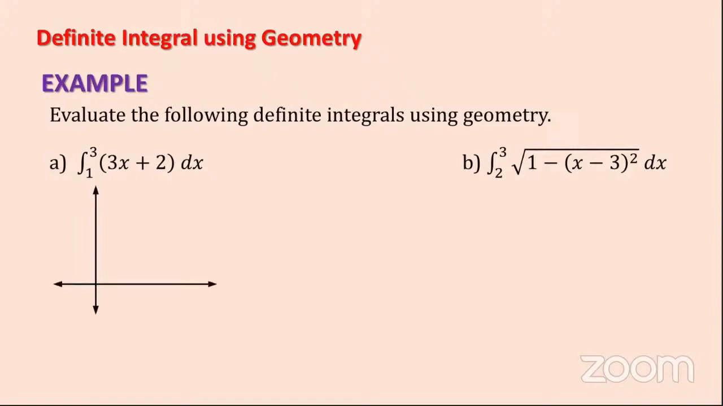3x plus 2 is a linear function, right? It's a linear function with y-intercept of 2 and slope 3. That means the graph will be something like that. That is y equals 3x plus 2. And we have to integrate from x equals 1 up to x equals 3. So let's show that. x equals 1 is somewhere here. And x equals 3, maybe it is somewhere there. And that definite integral will be equal to this enclosed area.